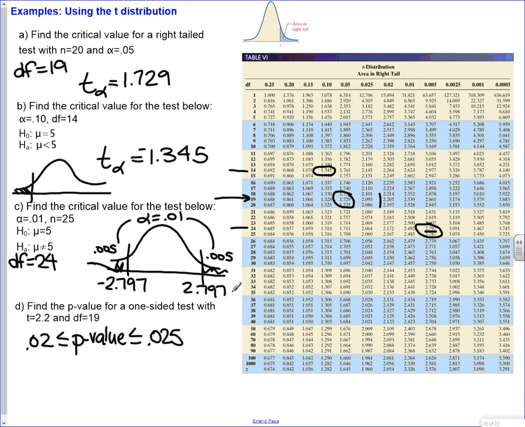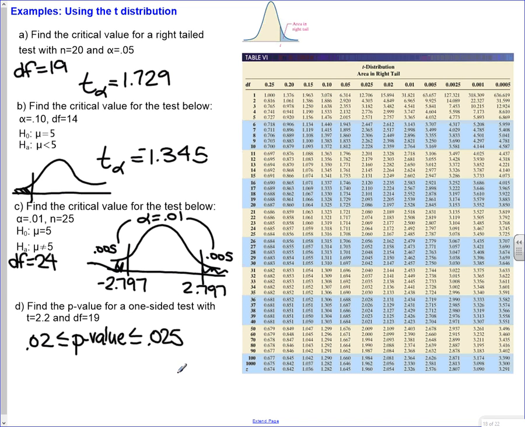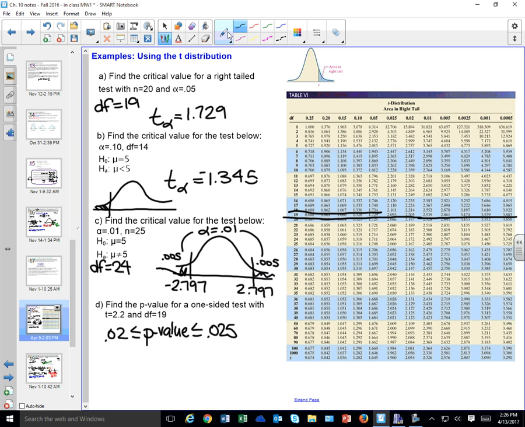Now, the reason I said the p-value was difficult to find with the chart is because of this. Find the p-value for a one-sided test with t equal to 2.2 and degrees of freedom of 19. Let me get my eraser so I can erase some of this off and we'll start again here. So here's our degrees of freedom of 19, this row here.